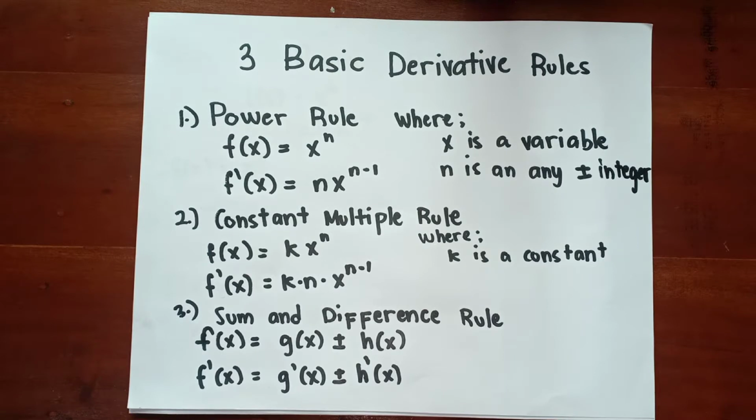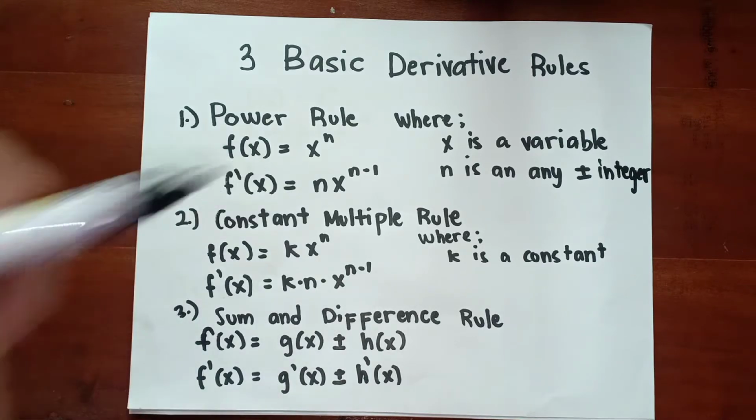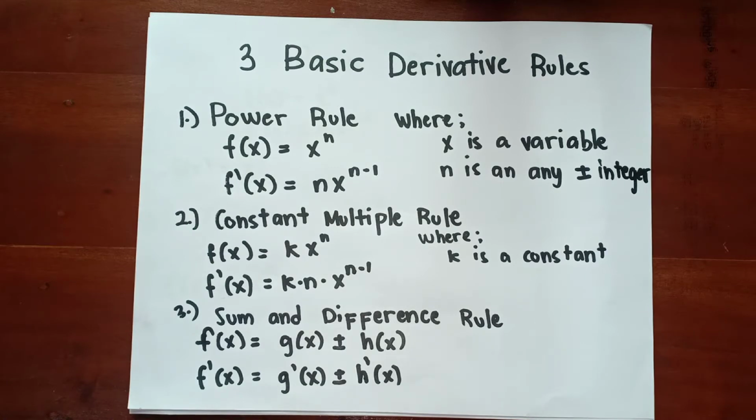So, f prime of x is equal to n, which brings down the n to the front of x, multiplied by x itself raised to n minus 1, where you're gonna subtract n by 1, by negative 1.